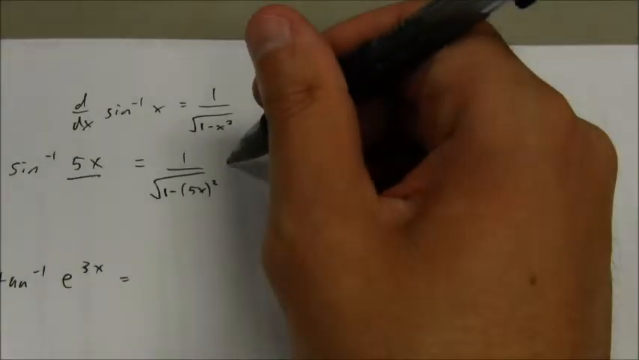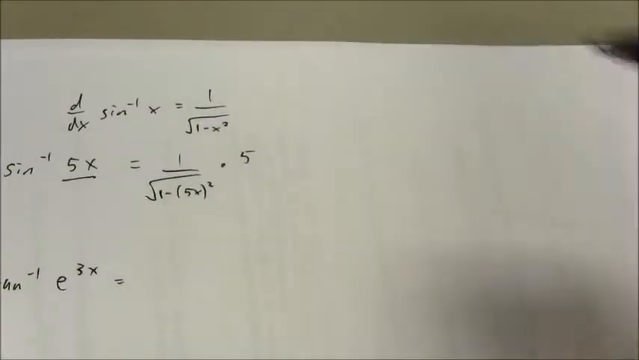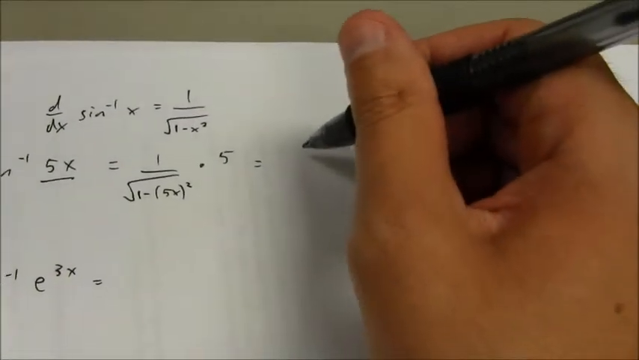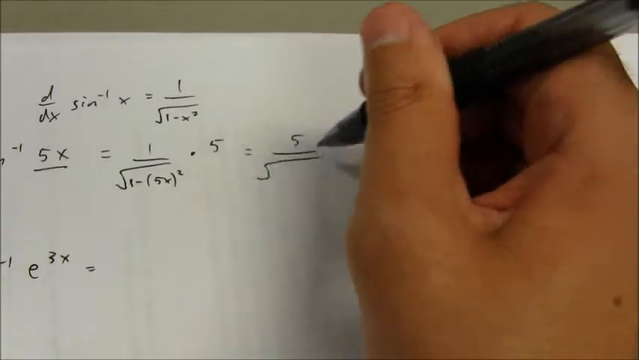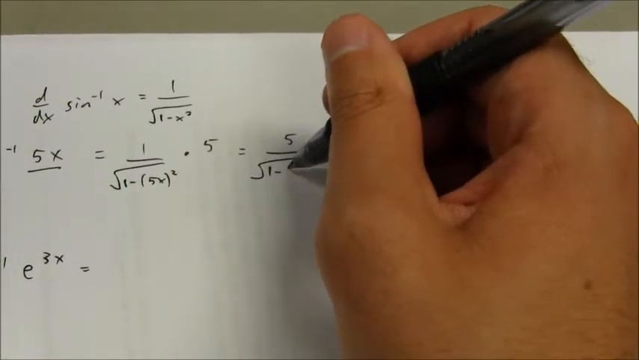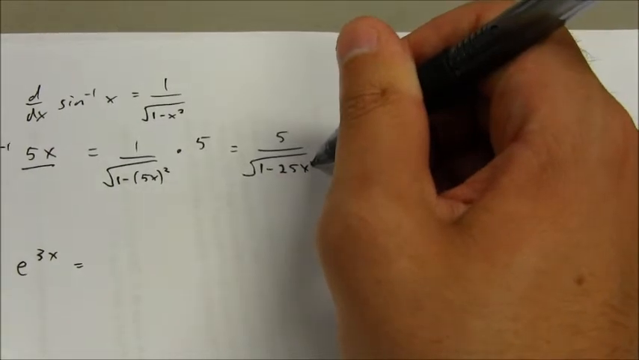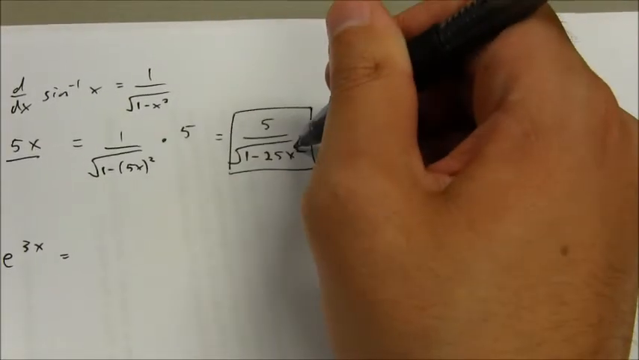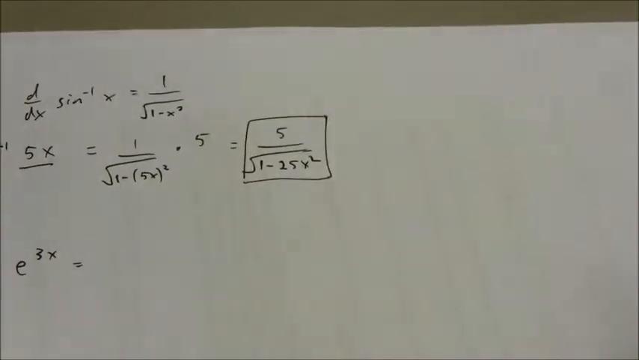Make sure that whole 5x is being squared. Then I have to multiply by the derivative of the inside function, which of course is 5. So it's going to end up being 5 over radical 1 minus 25x squared. And that is my derivative there.